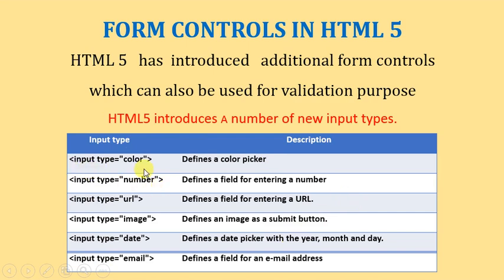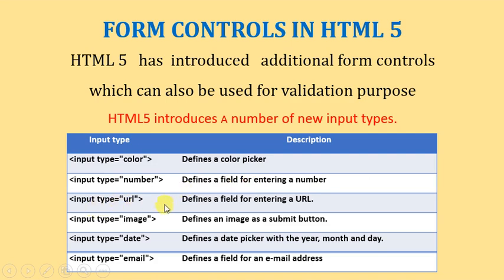So input type equal color. It defines color pickers. When you use this type color in your HTML program and you run the web page, you will see the color picker, which will allow you to select or pick a color. The next is input type equal number. It defines a field for entering a number. It will show a text box on the web page where you can enter the number.